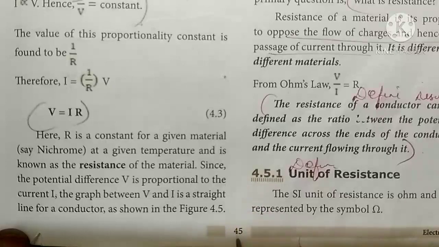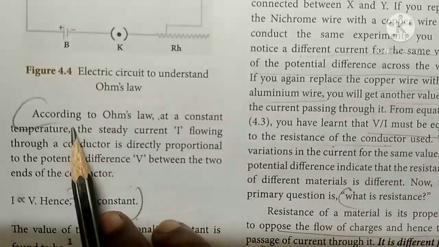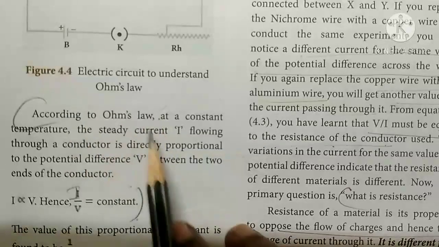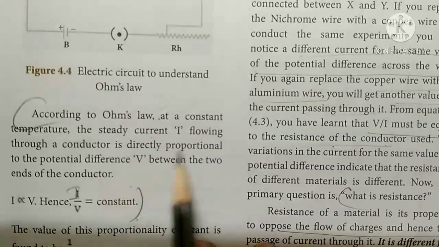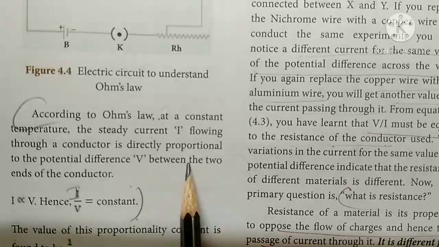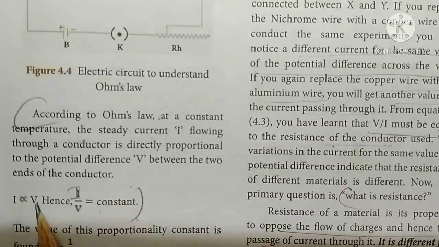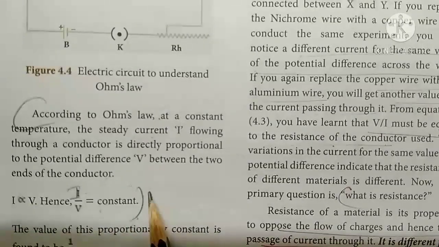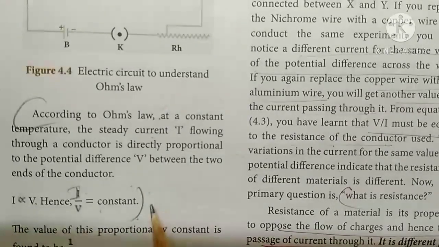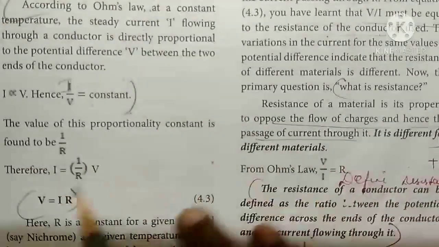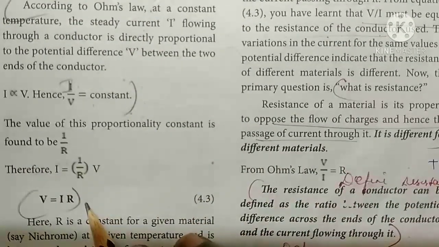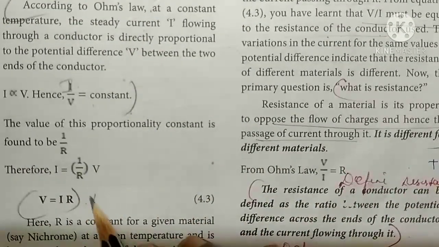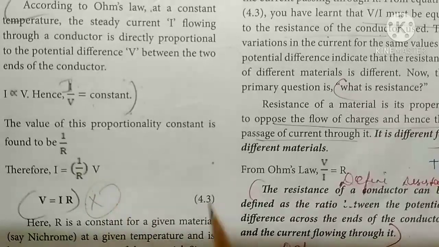Now take page number 45. Already I told Ohm's law. According to Ohm's law, at constant temperature, the steady current flowing through a conductor is directly proportional to the potential difference between the two ends of the conductor. I proportional to V. I by V is equal to constant. Up to that you can mark. And here is the formula: V is equal to I into R. It's very important for doing the problems.